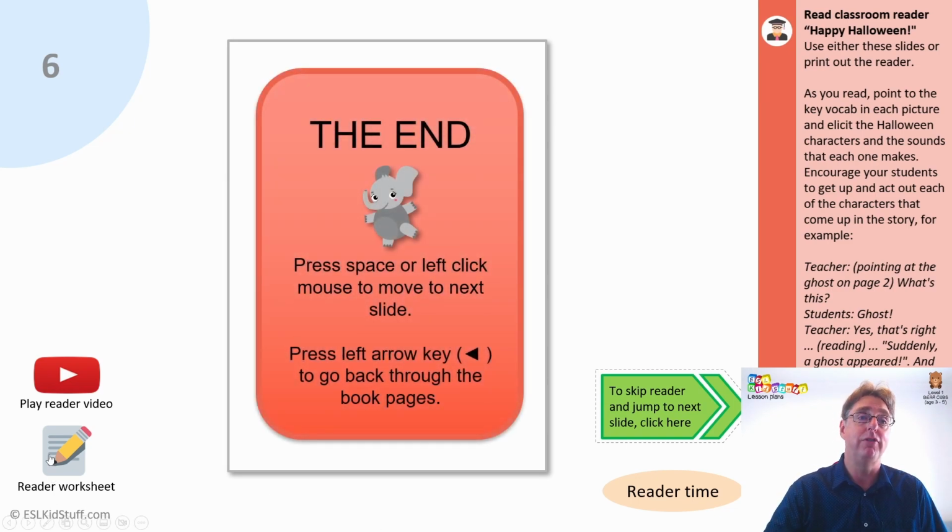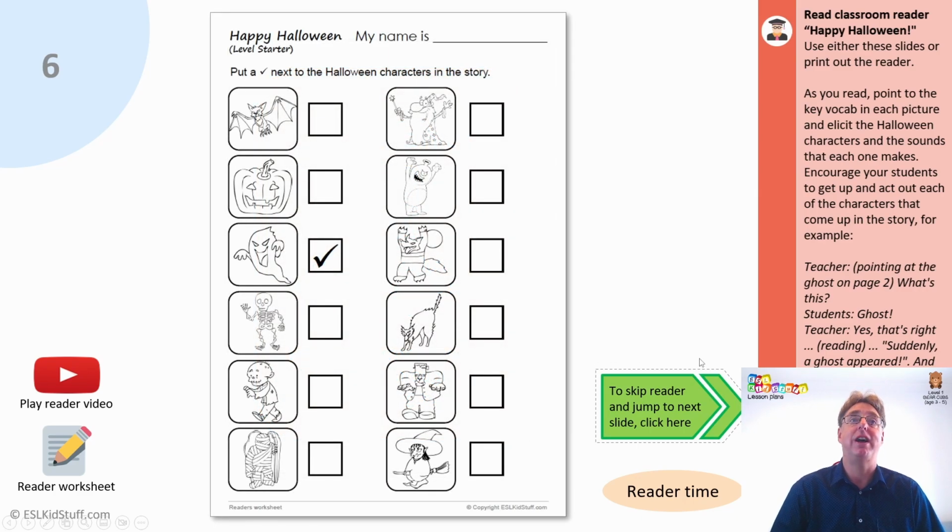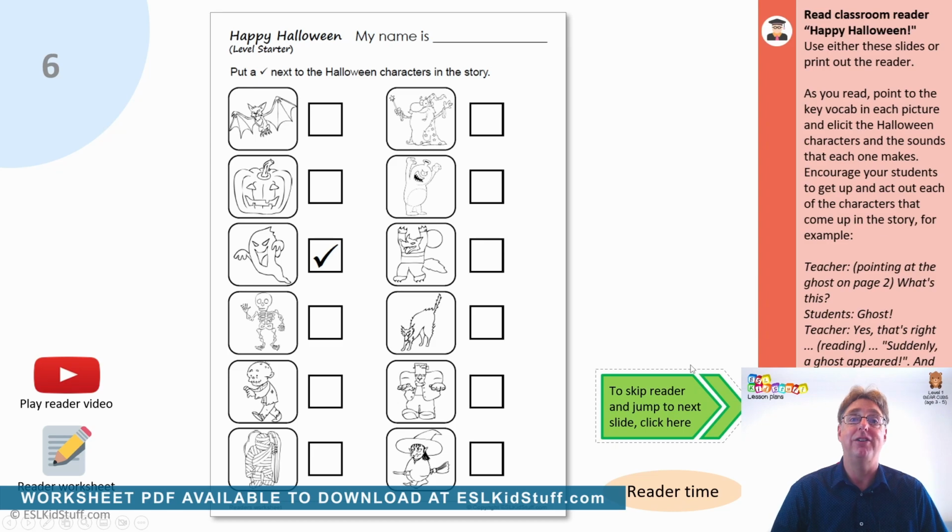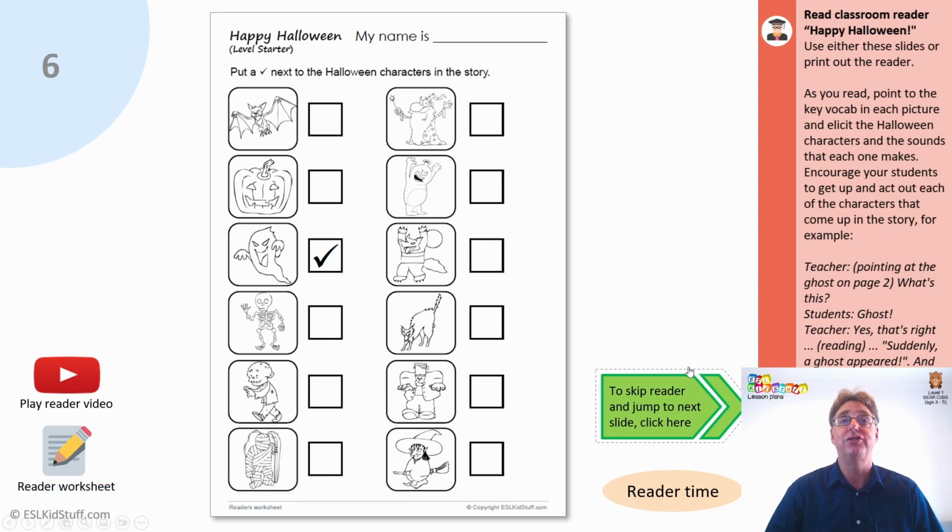And then we've got a reader worksheet, so you can give this out after you've read through the story. There are different characters there, and the students need to put a tick or a check next to the characters that actually appear in the story. And then you can read through the story one more time, checking through their answers on their worksheets.